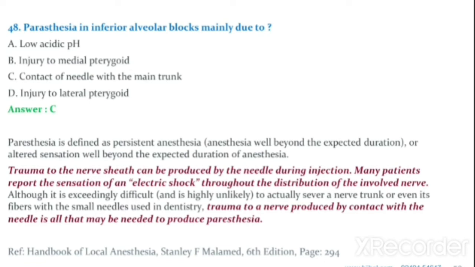trauma to a nerve produced by contact with the needle is all that may be needed to produce paresthesia. The reference is from Handbook of Local Anesthesia, author Stanley F. Malamed, 6th edition, page number 294.